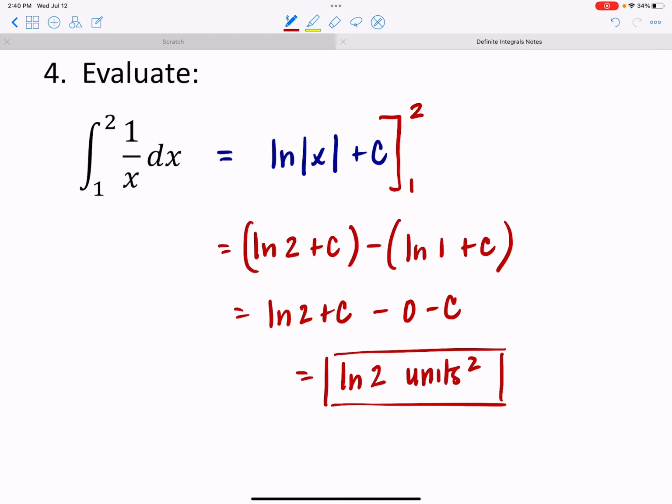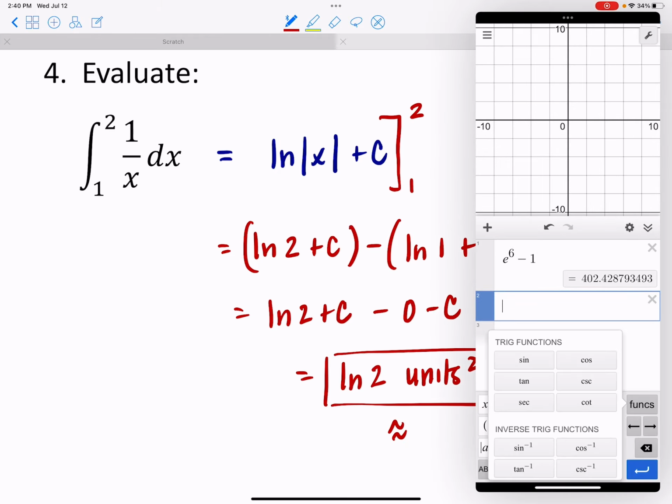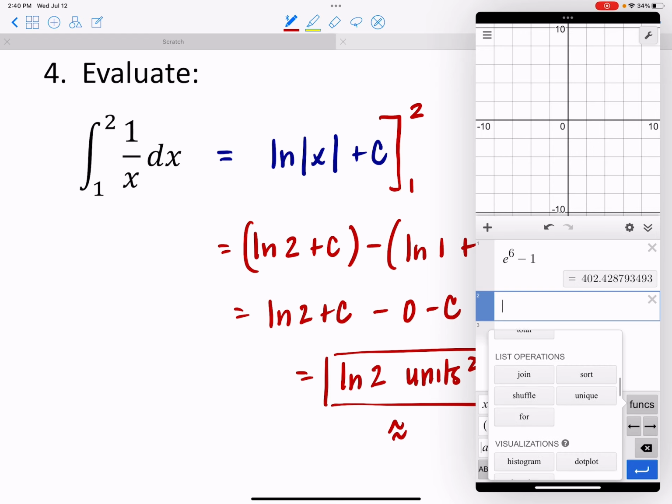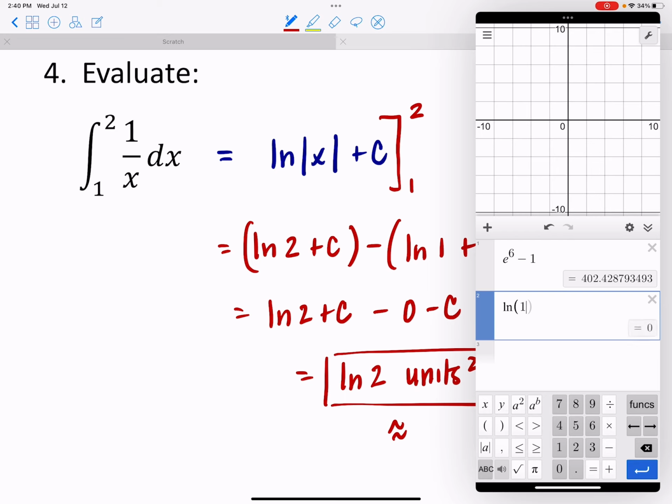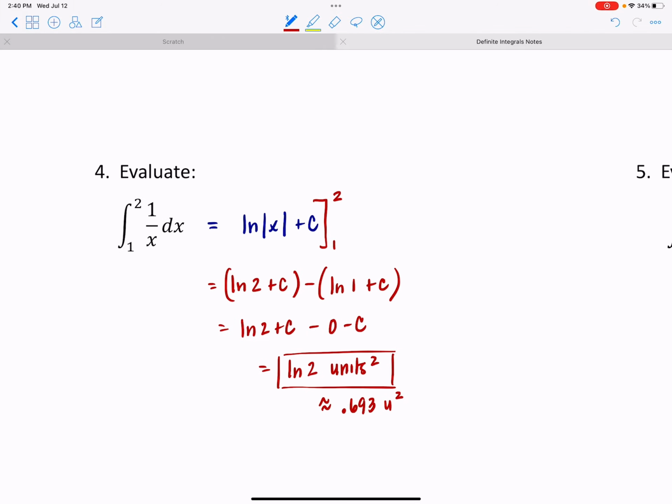And that would be easy enough to type in, but again, if you were asked to, you can use a calculator to approximate this. The natural log, and you can also verify that the natural log of 1 is 0, but we want approximately how much is the natural log of 2. It's about 0.693-ish square units. Okay, so either answer is fine, it's just that the exact is preferred.